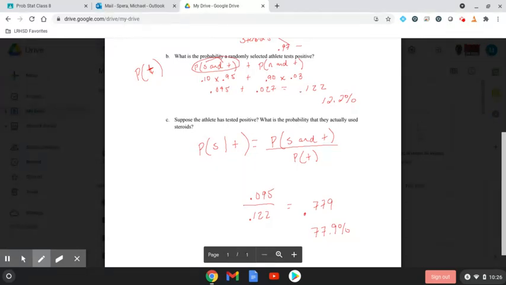All right, so that could be a little bit alarming to you, right? Meaning, look, there still is a pretty big chance that you didn't do it, right? So there is a chance that, okay, you did test positive, but an over 20% chance that, yeah, you know what, it was a false positive. You actually did not take steroids.